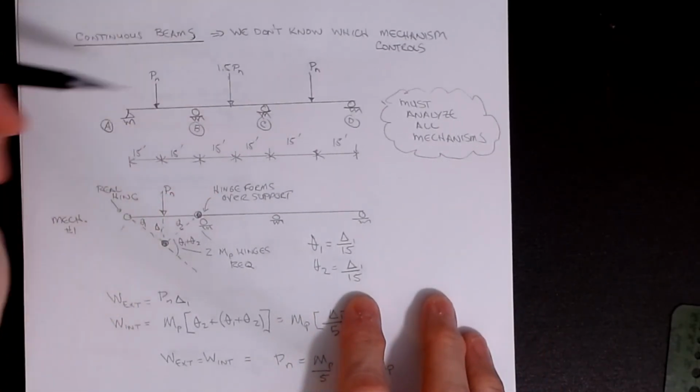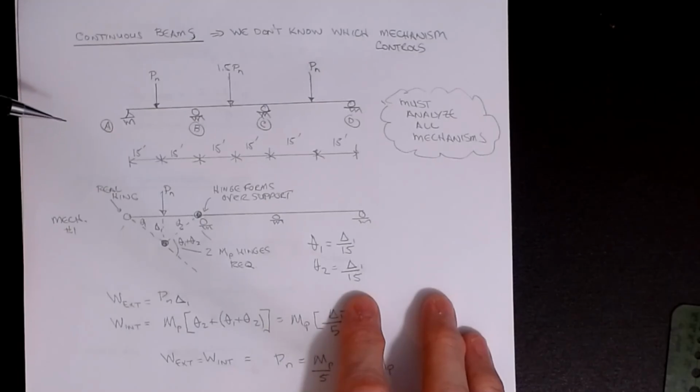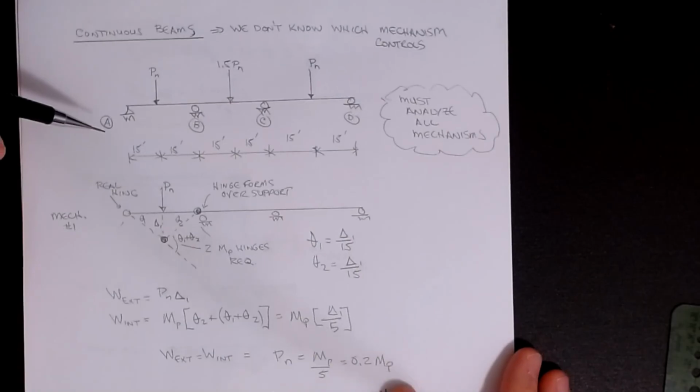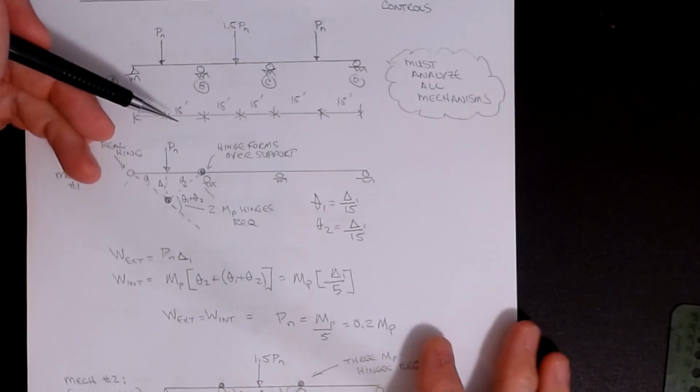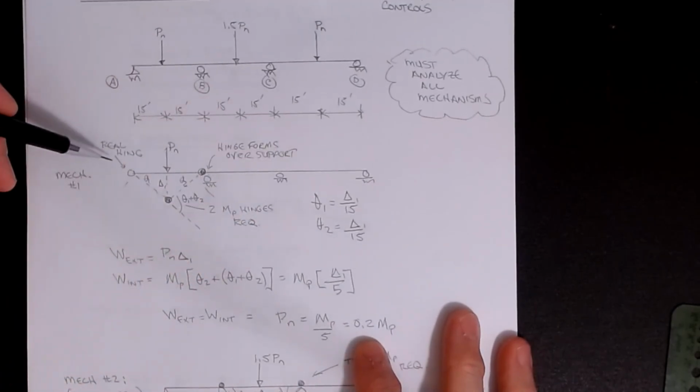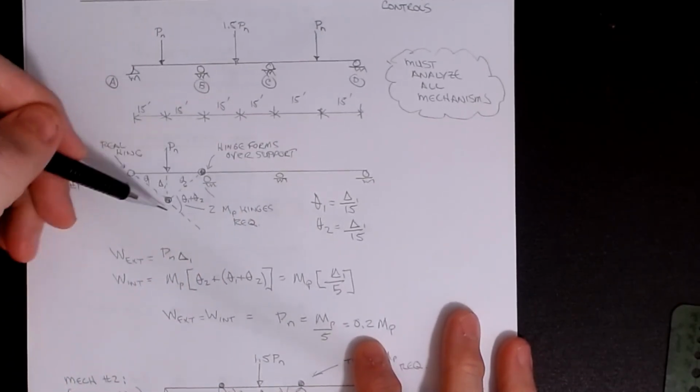The problem that we have with doing this plastic analysis, this plastic hinge mechanism, is we don't know which one is going to happen first. So what you have to do is analyze all of the failure mechanisms. That's what I'm going to do. I'm going to start with the first span, AB, and say, if this is the one that controls, then this is what will happen.